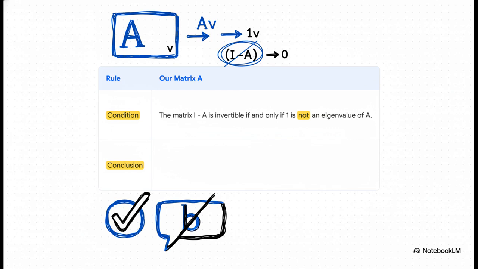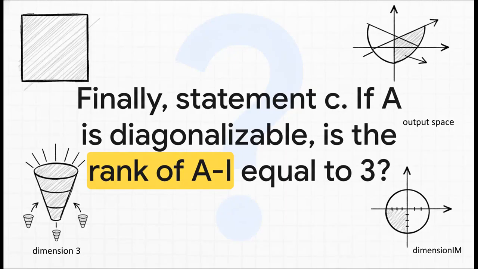So when you do I minus A, that direction gets completely flattened to 0. And since we know for a fact that 1 is one of our eigenvalues, this new matrix I minus A is also not invertible. So statement B is false too. Okay, buckle up for this last one.